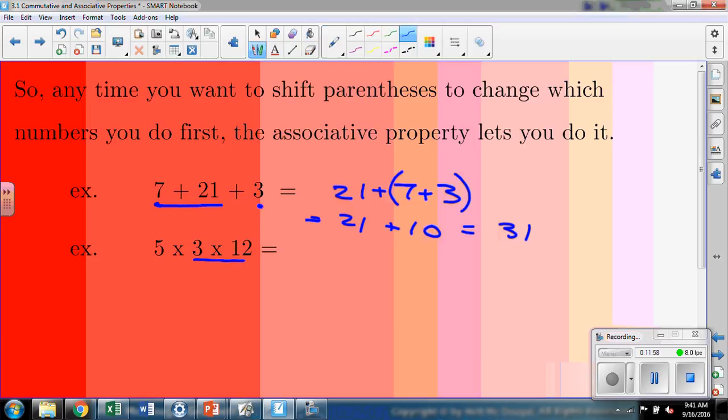Okay? We're saying flip the 3 and the 12 with commutative. 5 times 12 times 3. 5 times 12. 60 times 3. 180. And we've got it. All right, so far.